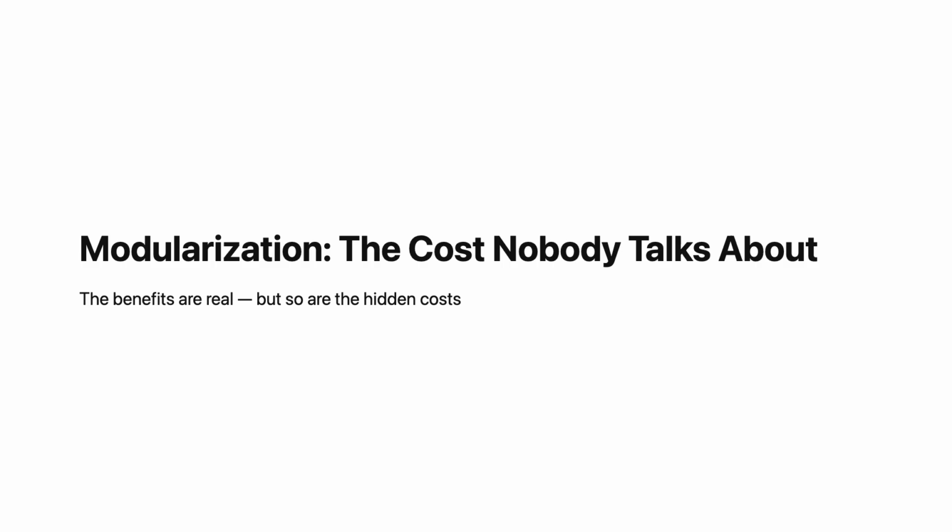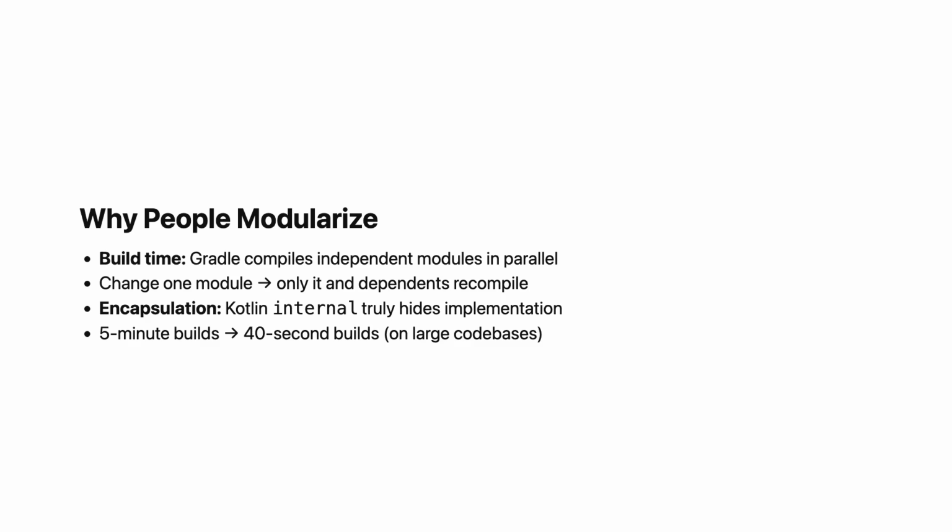Let us start with the genuine benefits, because they are real. The primary driver for modularization is build time. Gradle builds your modules in parallel. If module A and module B do not depend on each other, they can compile simultaneously. When you change a file in module A, only module A and its dependents need to recompile, not the entire project. For large code bases, this can cut build times dramatically. I have seen projects go from 5-minute incremental builds to 40-second incremental builds after thoughtful modularization.